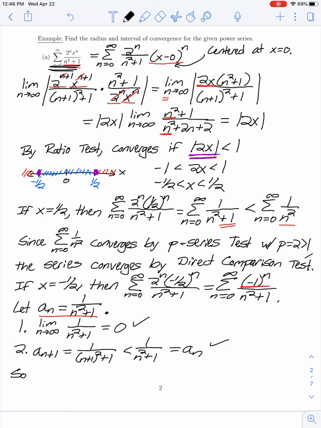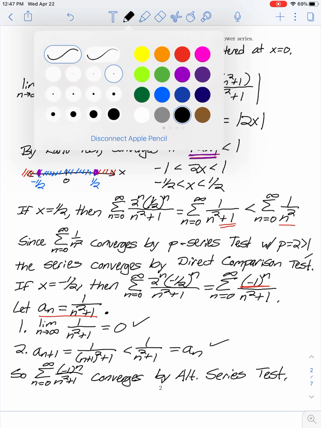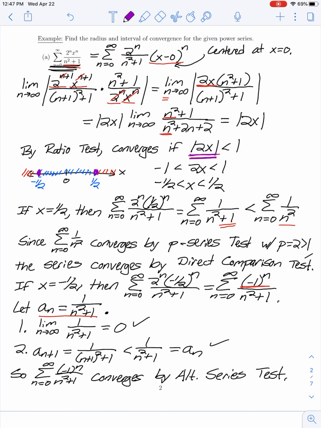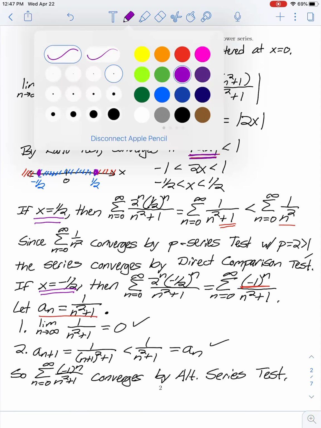So we can say that our series from 0 to infinity of negative 1 to the n over n squared plus 1 converges by the alternating series test. So we have shown that our series converges at both endpoints, when x is equal to 1/2 or when x is equal to negative 1/2, we still had convergence.